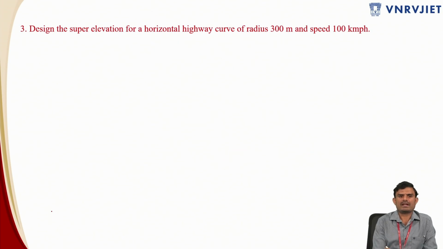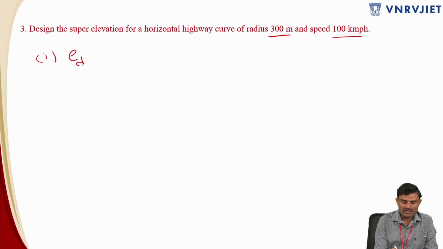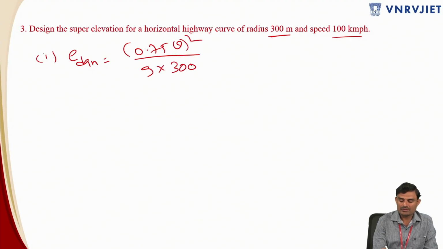Okay. So this is the third problem on the design of superelevation. I've changed the previous problem. The value of the radius is 300 meters and speed is 100 kmph. So I'll go with step 1. That is E design is equal to 0.75 V whole square divided by GR, where R is changed to 300 meters.